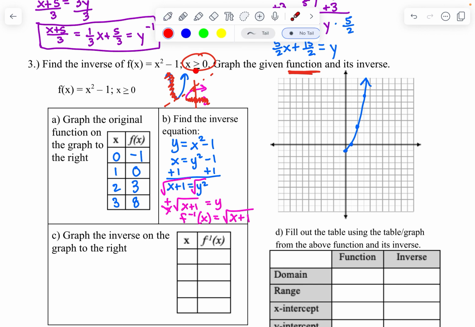If this had said less than or equal to 0, so if they had restricted to the left side of the graph, then I would have kept the negative square root. But because they're restricted to the greater than or equal to 0, the positives, I keep the positive case.